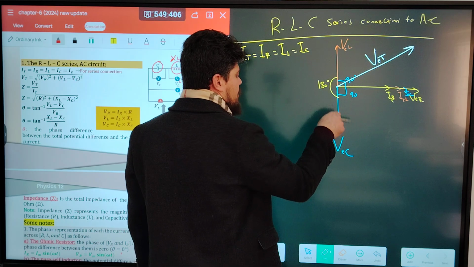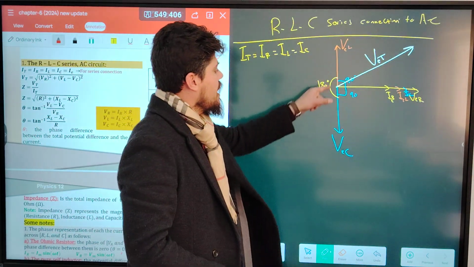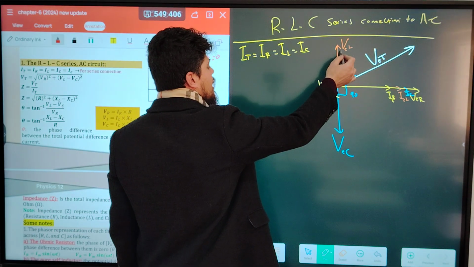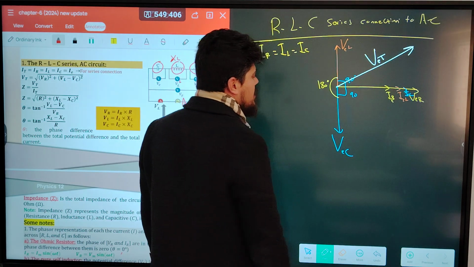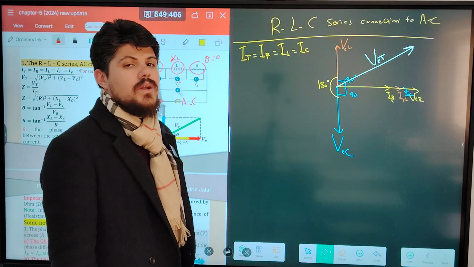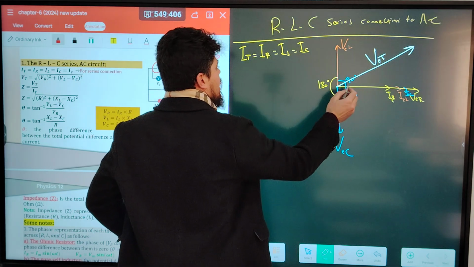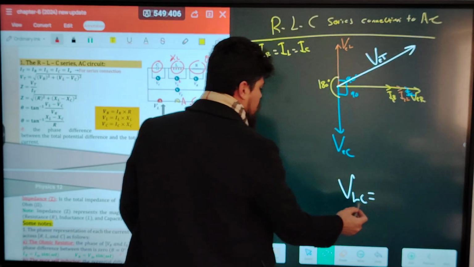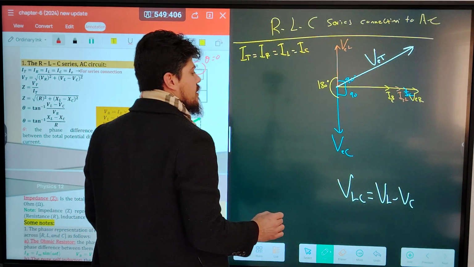So here we have what? VC is downward. What is the resultant vector between VL and VC? Guys, we have to add them as a vector quantity. VL and VC, these two quantities are in opposite direction. How can you get the result between VL and VC? VLC is equal to what? VL minus VC.